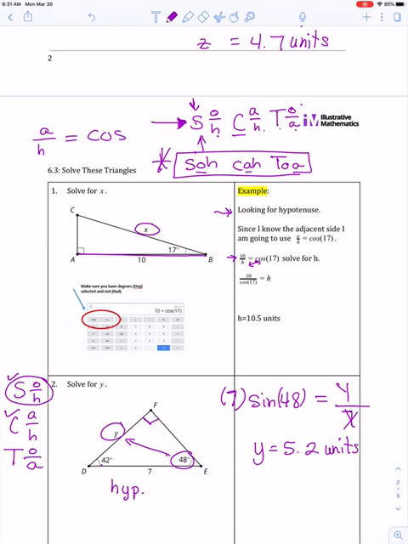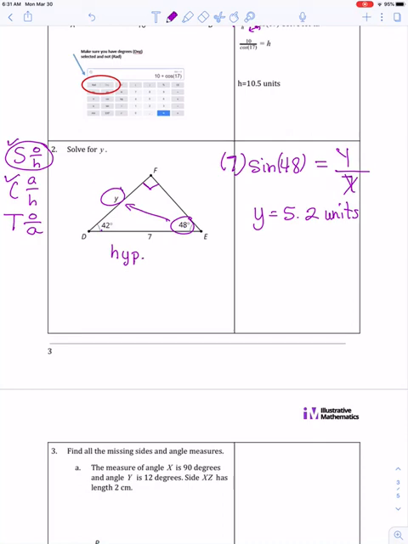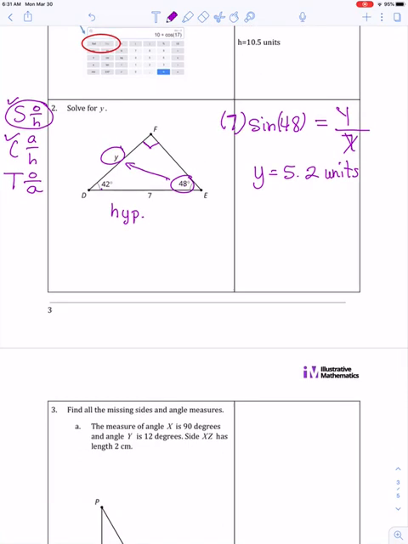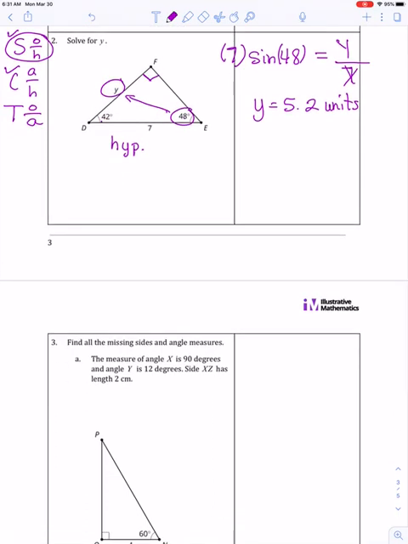Hold on, I'm pulling something up real quick on my computer. But write this down each time if you need to. Okay, or I'm going to leave it kind of posted for these next couple of questions so we can kind of look and use it as a checklist. So, find all the missing sides and angle measurements.